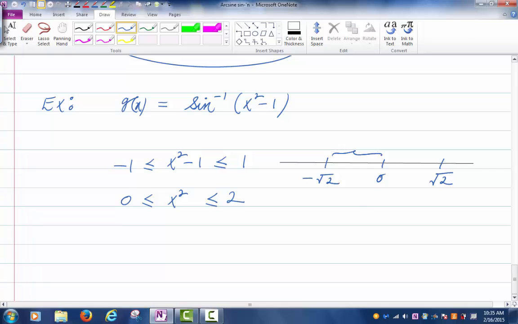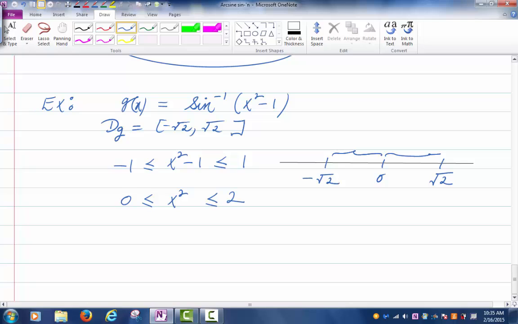For example, the number negative 1 is there, right? Root 2 is a little bit above 1, right? So if I take negative 1, what's the square of negative 1? Still less than 2, right? So in fact, the domain is everything between negative root 2 and positive root 2. So the domain of g would be everything between negative root 2 and positive root 2.